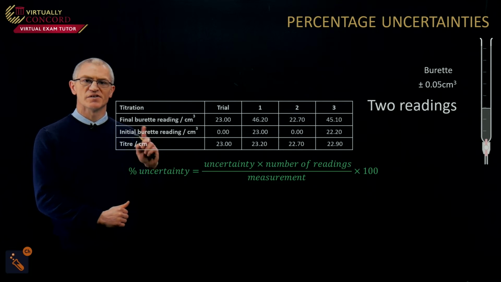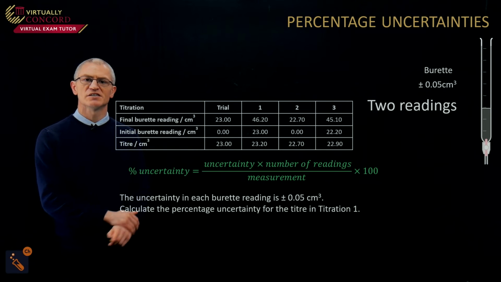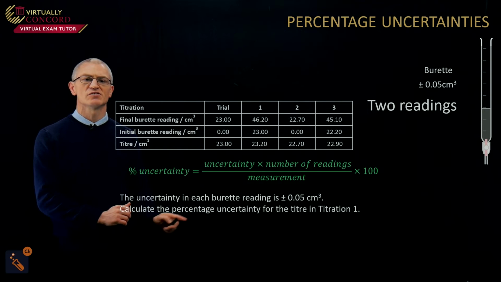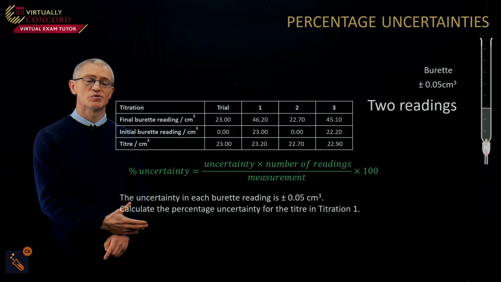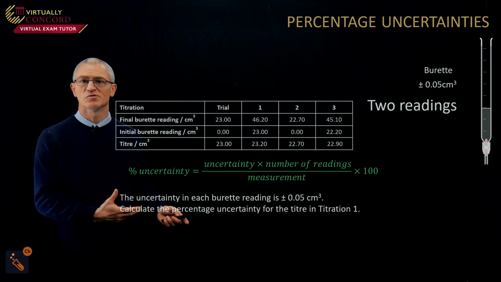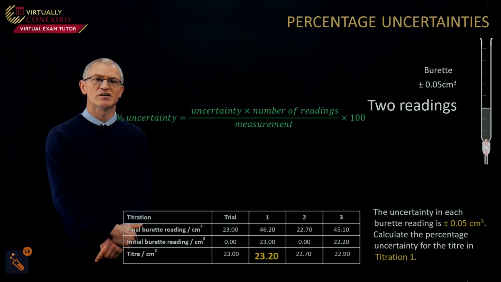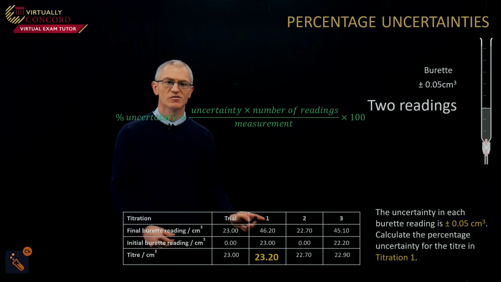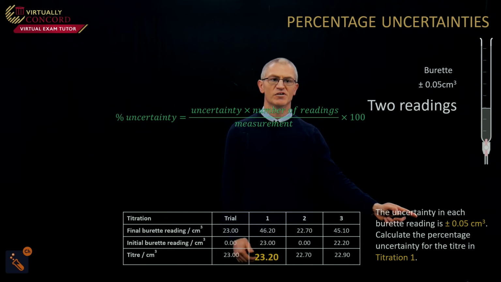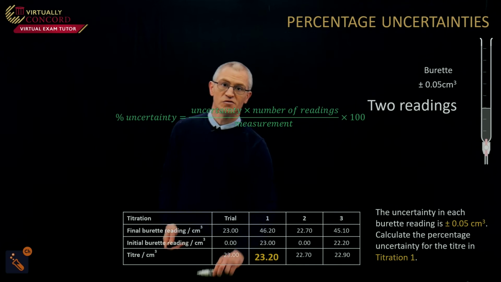So here we have all of our data, which we'll have to sift through, and our question is, the uncertainty in each burette is 0.05, and it's really nice because it says in each burette reading. Okay, calculate the percentage uncertainty for the titre in titration 1. Now it's really important there, you read titration 1. Sometimes people do it on the wrong titration, so read carefully. So if we rearrange all that around and we highlight our information again like we did before, we are doing titration number 1, okay, and we know our burette reading is 0.05, and we know there are 2 readings because it is a burette.